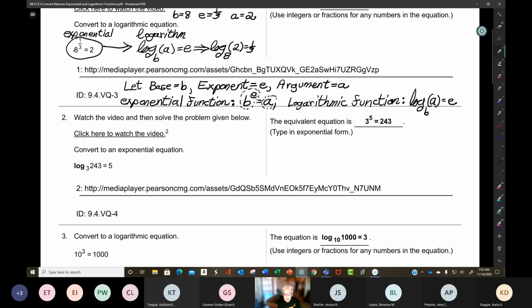So, base raised to the exponent equals the argument. And then over here on the logarithm side, log, base down there, argument here, exponent over there.